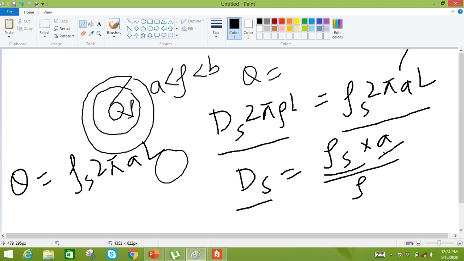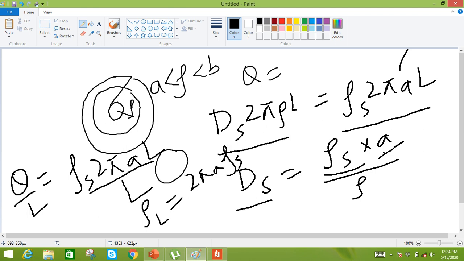So if we take the charge per unit length, so this is actually the charge per unit length, and we know that the charge per unit length is actually the line charge density. So the charge per unit length is actually the line charge density, and rho L is equal to 2 pi A rho s. Rho L is equal to 2 pi A rho s.